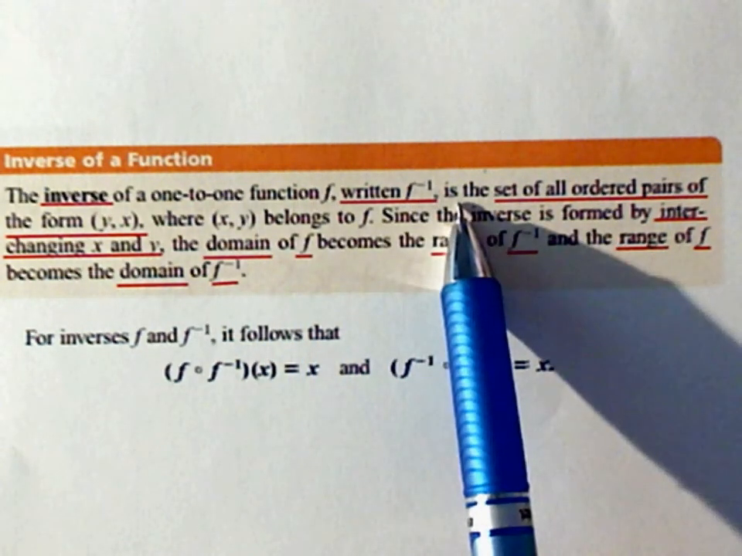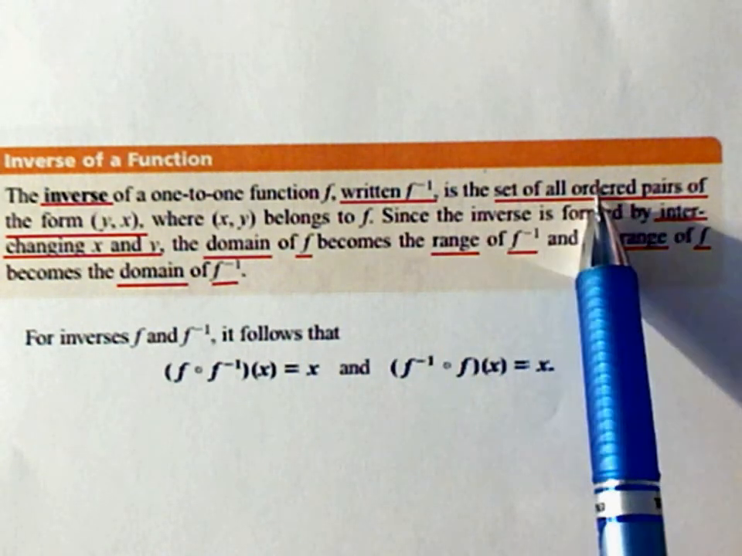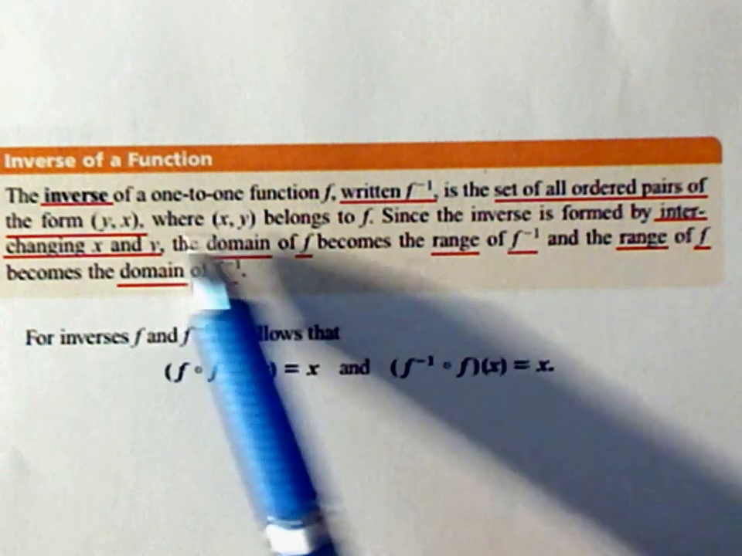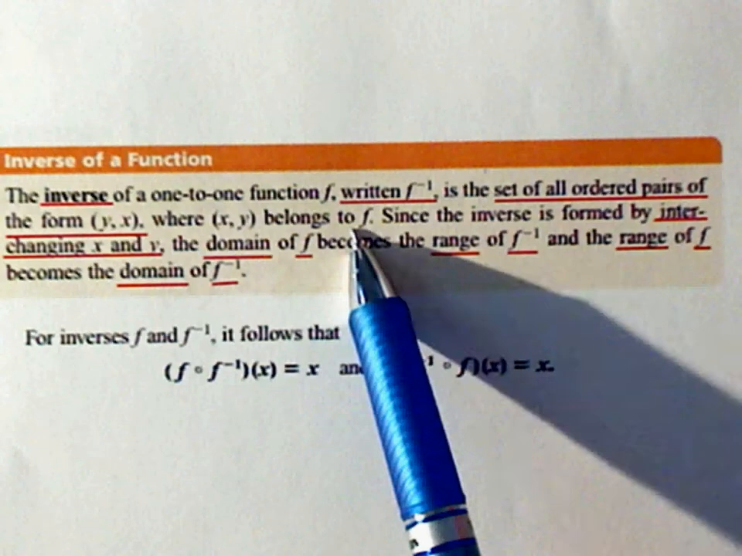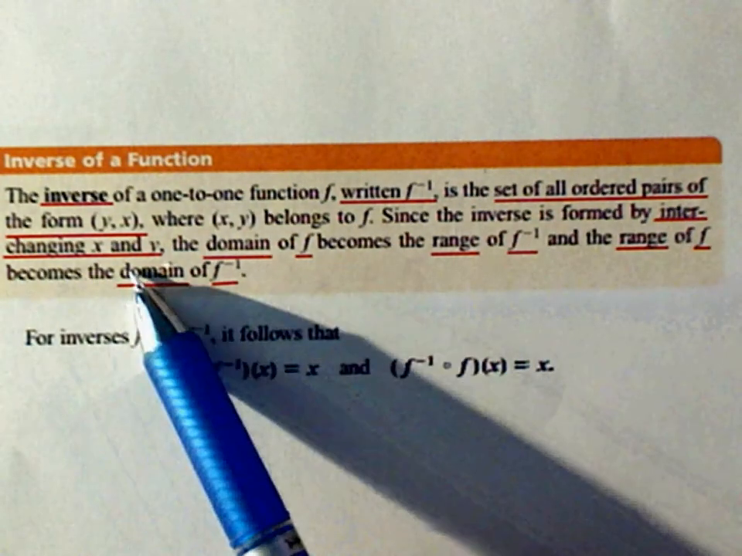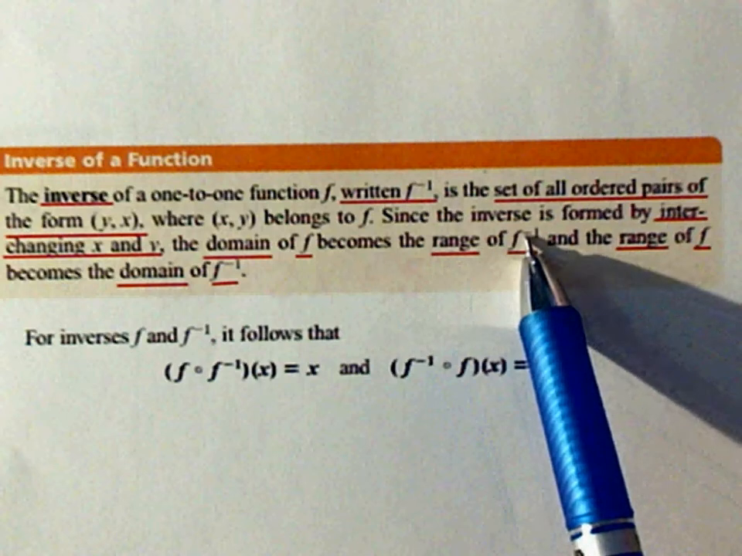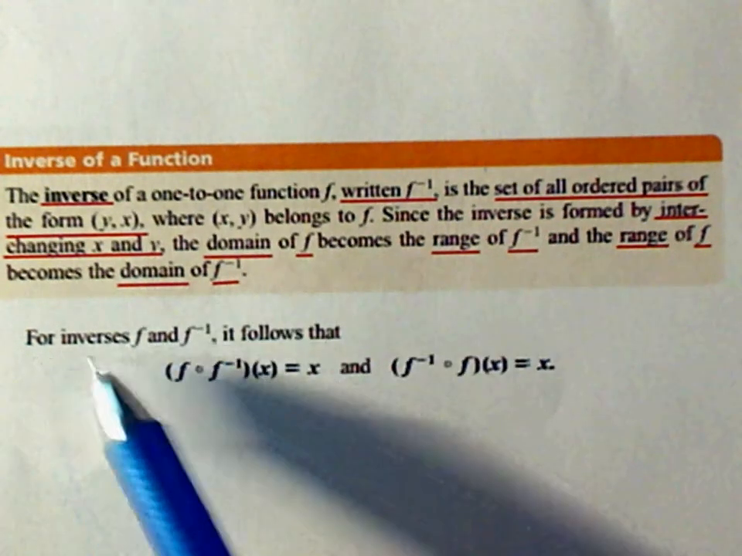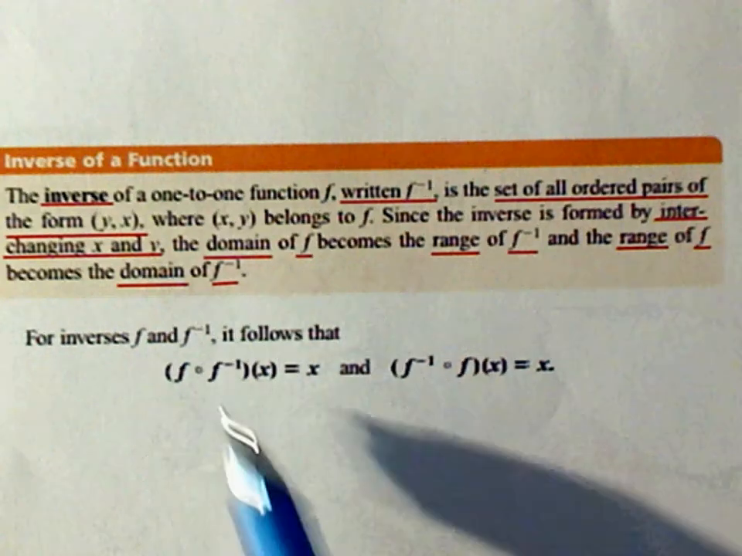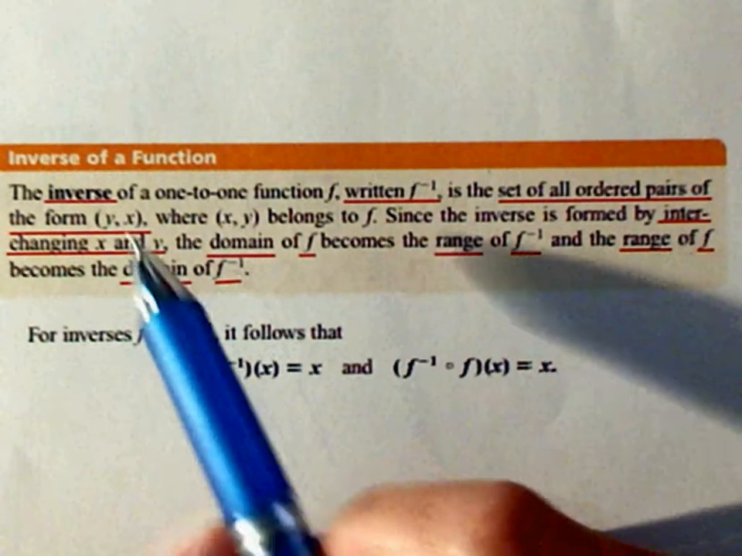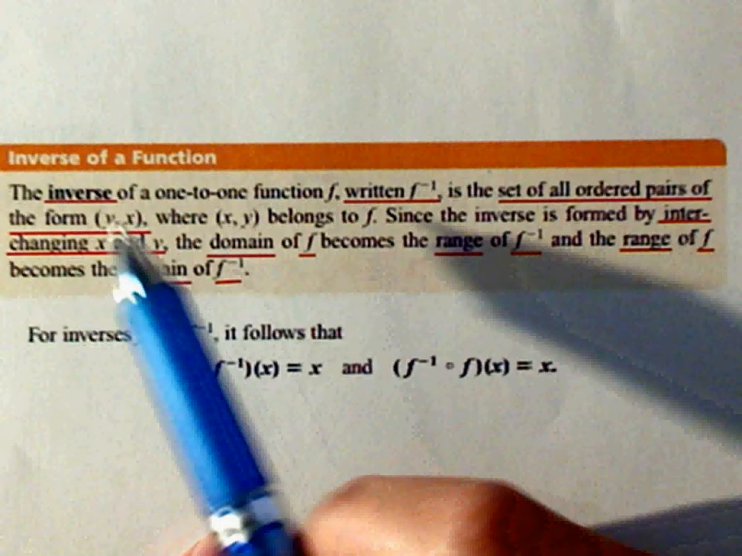Let me reread that again since you guys are filling it out. The inverse of a one-to-one function f, written as f to the negative 1, is the set of all ordered pairs of the form (y, x), where (x, y) belongs to f. Since the inverse is formed by interchanging x and y, the domain of f becomes the range of f to the negative 1, and the range of f becomes the domain of f to the negative 1.